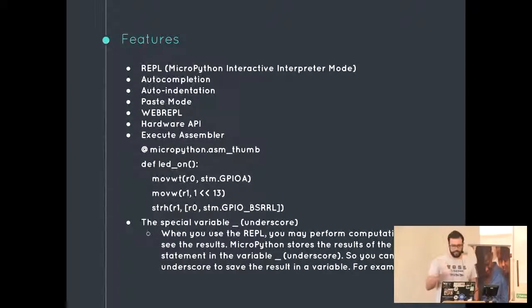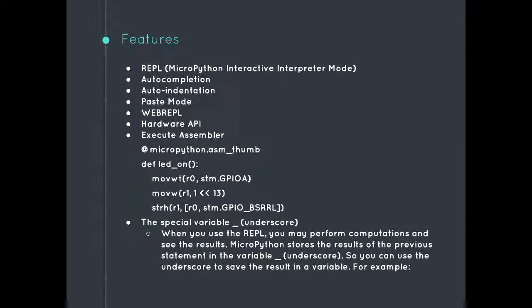It has a hardware API, as I've mentioned a couple of times, and you can actually also do assembler on it if you want to interface directly with the hardware. And then it also has a special variable, the underscore, so when you're working in the REPL and you do something like 15 plus 5, it actually captures it in a temporary variable that you can use afterwards.